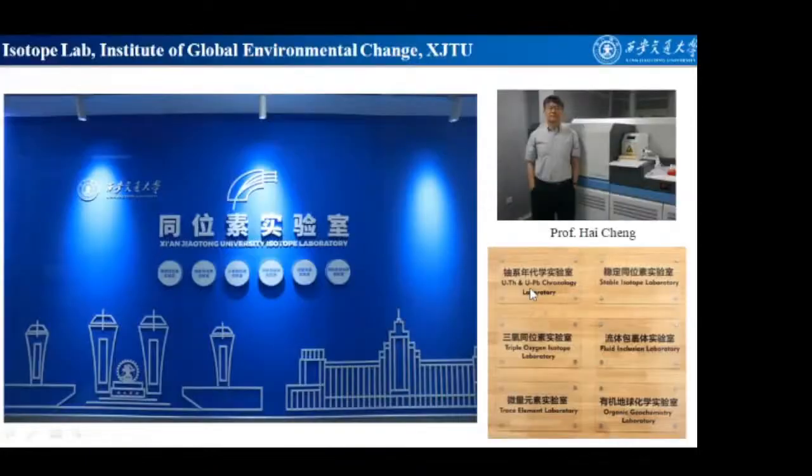First, I give a short introduction about our lab. I'm from Jiao University, Institute of Global Environmental Change, and I'm from Professor Hai Cheng's group. And now in our lab, we have uranium thorium and also uranium lead dating, stable isotope, triple isotope, and also fluid inclusion, trace element, and also organic geochemistry. Yeah, we almost have all the dating and proxy measurements in our lab.